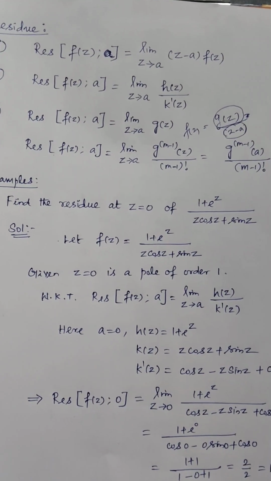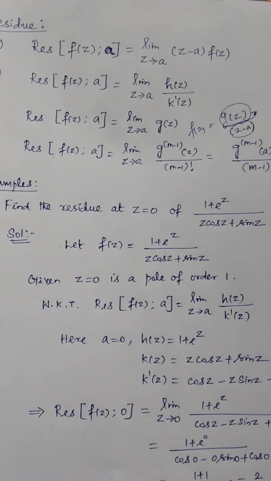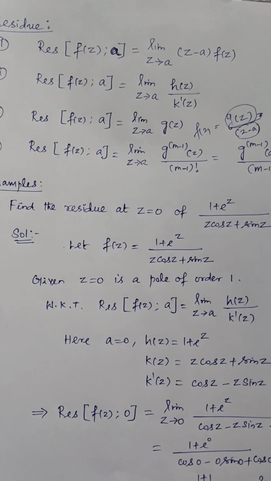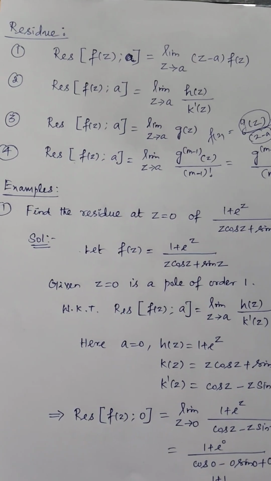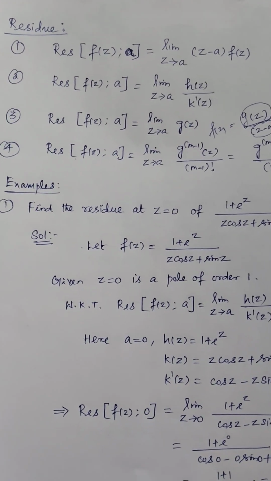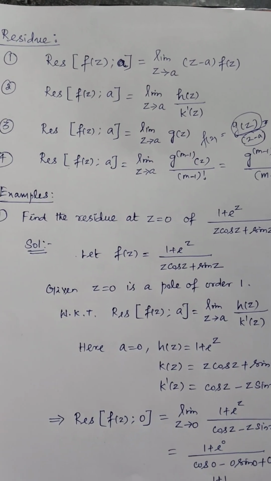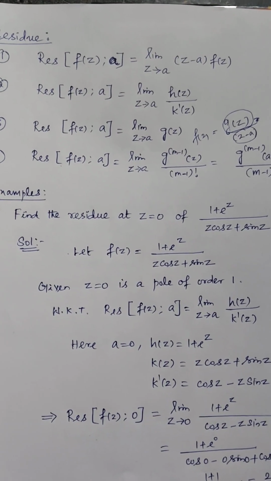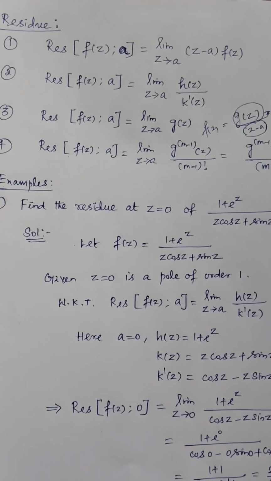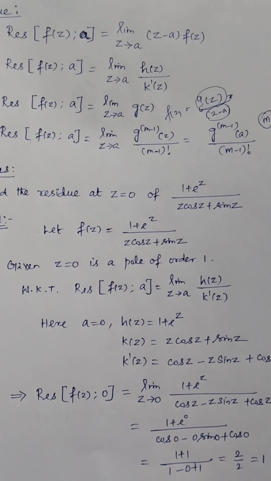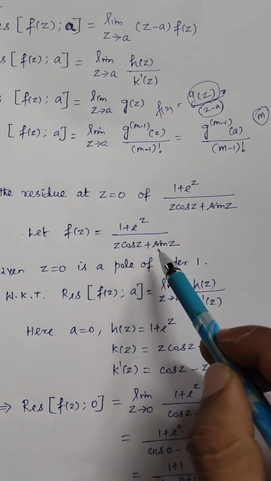Given z equal to 0 is a pole of order 1. Okay, if the given pole is simple, hence we can use any one formula among the first three. We can use the first one, or the second one, or the third one, and easily we can get the residue. But it is better to use the second one, because the given function is of the form h of z divided by k of z.